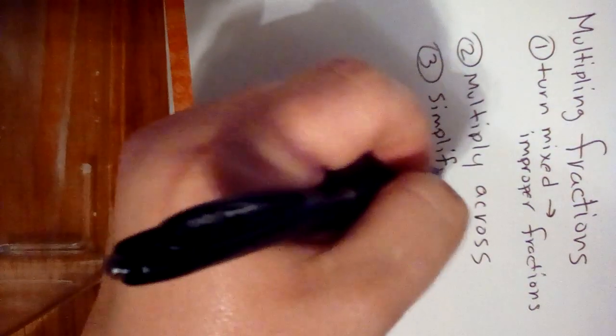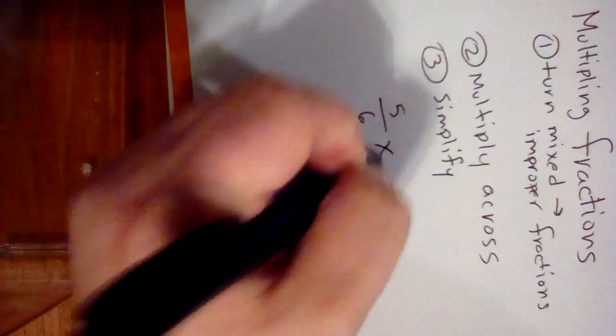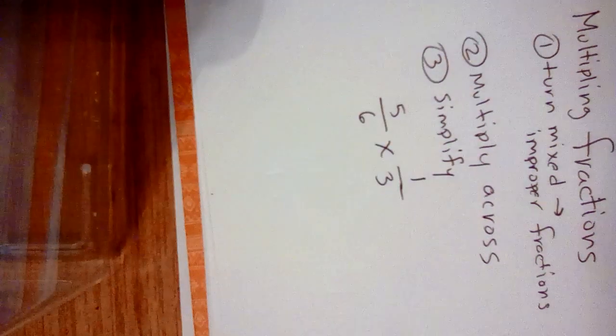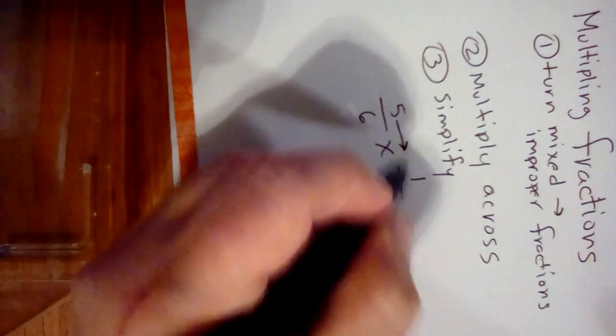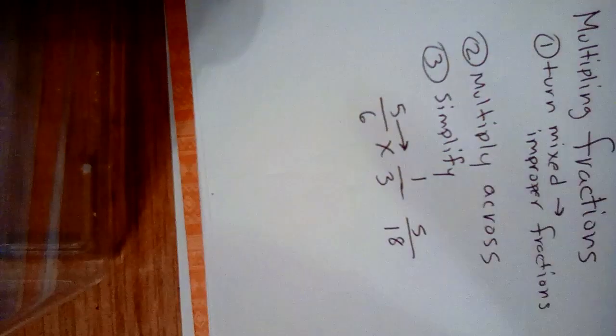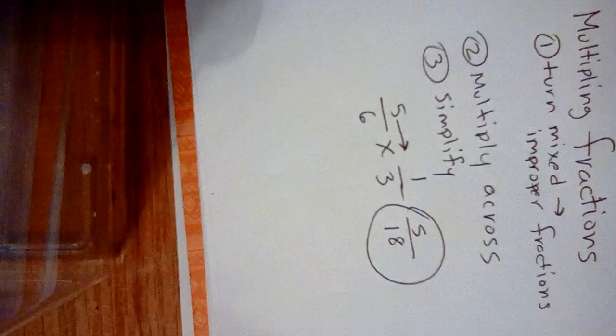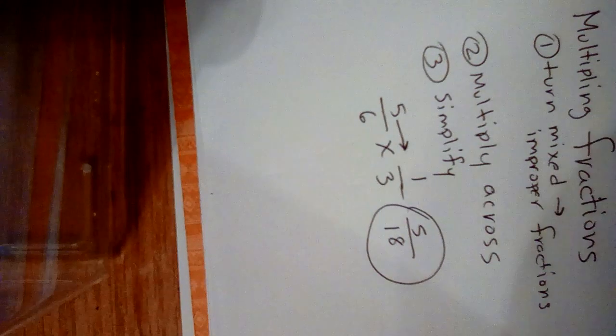So I'll show you a quick one, and then I'm going to give you a practice problem. 5/6 times 1/3. None of these are improper or mixed numbers, so I don't have to change them to improper. So I'm going to do 5 times 1 is 5, and 6 times 3 is 18. And I don't have to simplify that, so I am donesies. So go ahead and take a second, write out your notes, and then I'm going to give you a practice problem. Go ahead and pause it if you need to at this time.